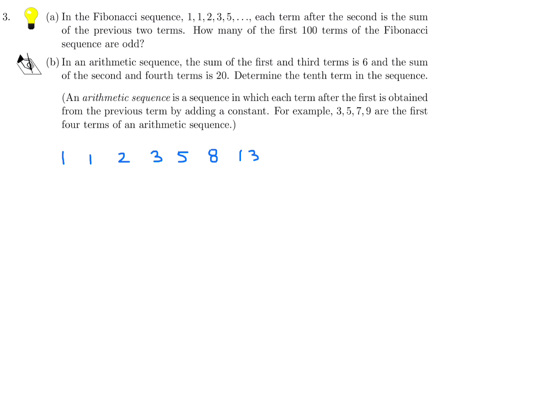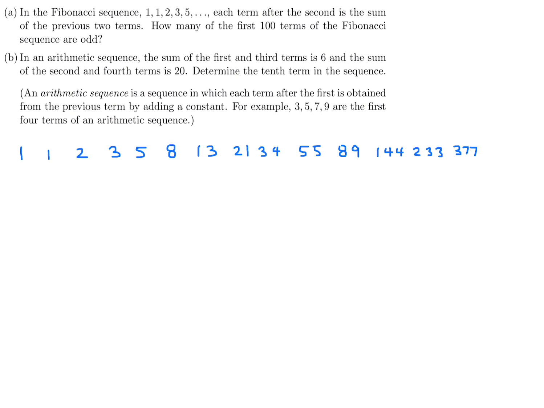And when we do that, we get 8, 13, 21, 34, 55, 89, 144, 233, 377, 610, and I think that's good enough. Now let's see what kind of a pattern we have. I'll put O for odd and E for even. So obviously this is O, O, E, O, O, E, O, O, E, O, O, E, O, O, E.